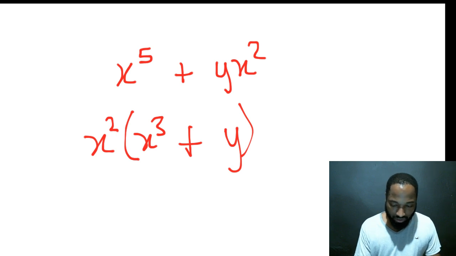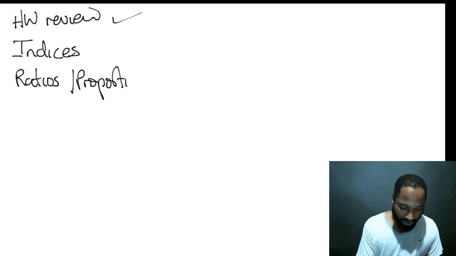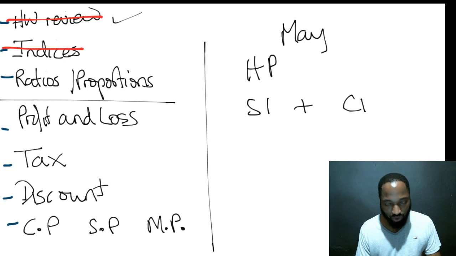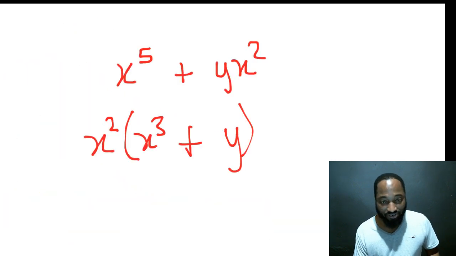At the start of the class, we said we're doing these topics. So we finished homework review, we finished indices. Let's go on to ratios and proportions now. Ratios and proportions sets itself up to look like an easy, sweet topic. But then when you see the questions, you feel like you can't do it. So I almost always teach ratios and proportion from a question perspective. I'll give you a question and you'll have to try and figure it out.